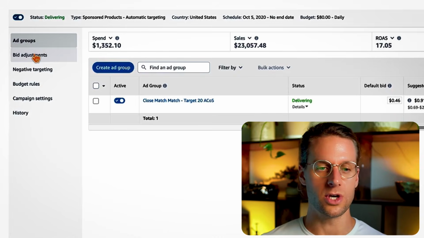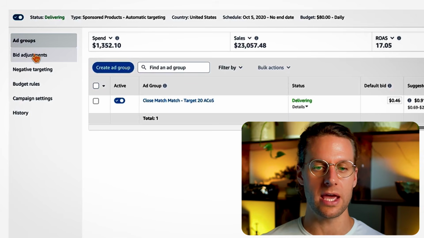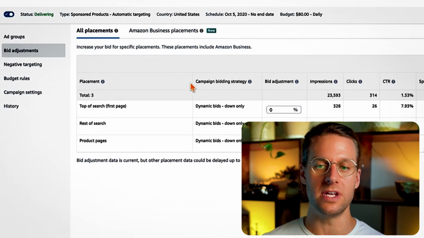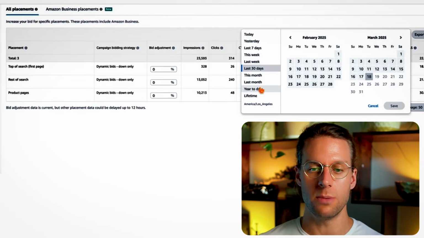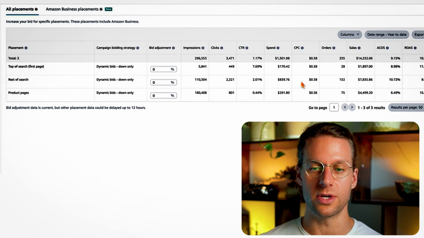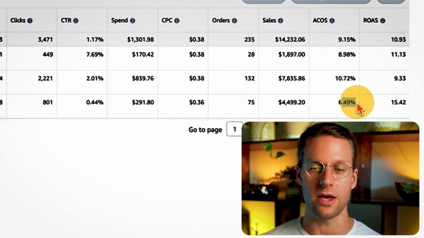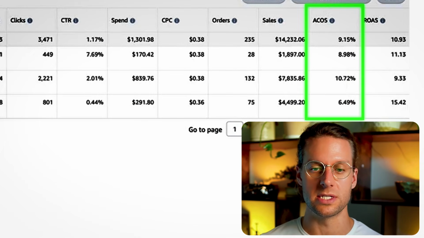All right, so let's optimize this auto campaign. So you could see I clicked into the campaign from the ad console, and on the left-hand side here, I can see all of the campaign level optimizations I can do. The most important one is this bid adjustments. Now, if you have enough data, you could look at the last 30 days, but if you don't have enough data, you might have to look at a larger time horizon. The key thing is that you just have enough data to optimize on. So I'm going to check the last 30 days, but I'm also going to take a look at year to date to make sure that the ACoS across the different placements is consistent.